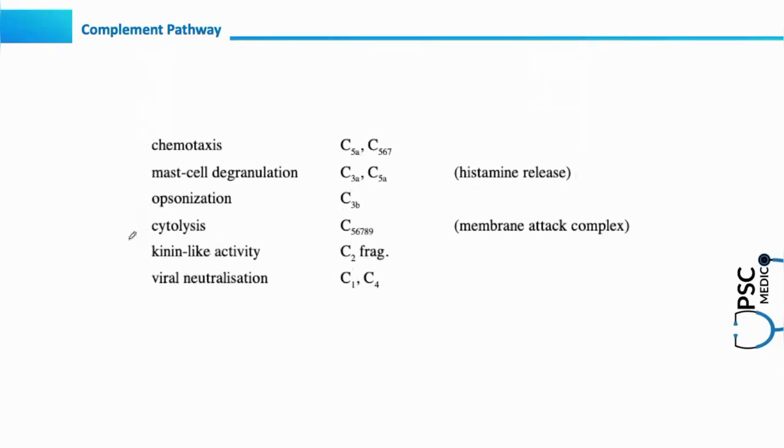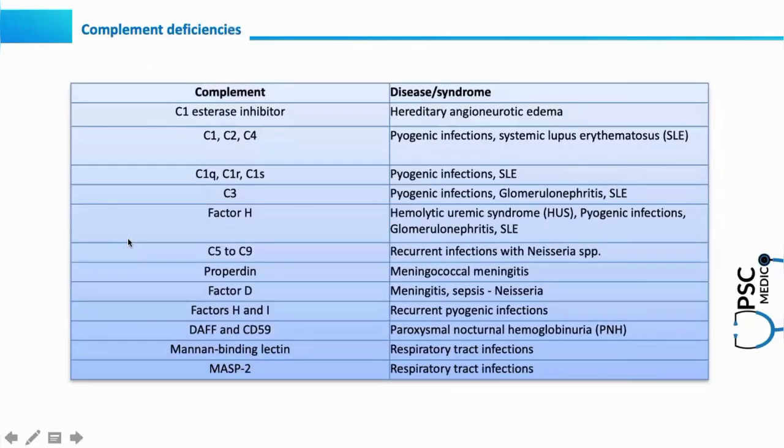Try to remember these aspects of the complement pathway. So we'll finish up the complement part by discussing the deficiencies. Just focus on this table. There are around 12 different complement deficiencies which lead to diseases in the body. This is a conclusive list, but you need not remember all these things. For the exam, they might ask you to mention some of the complement deficiencies.